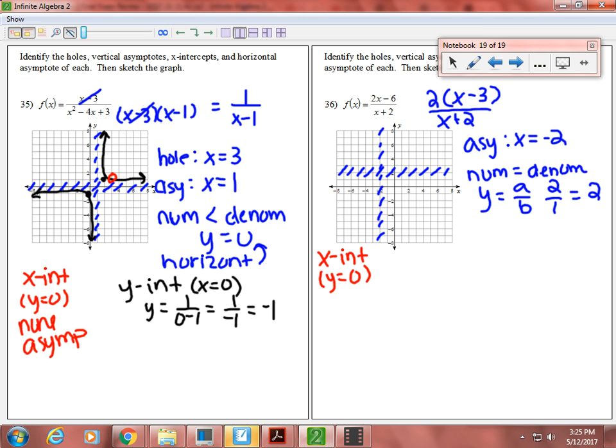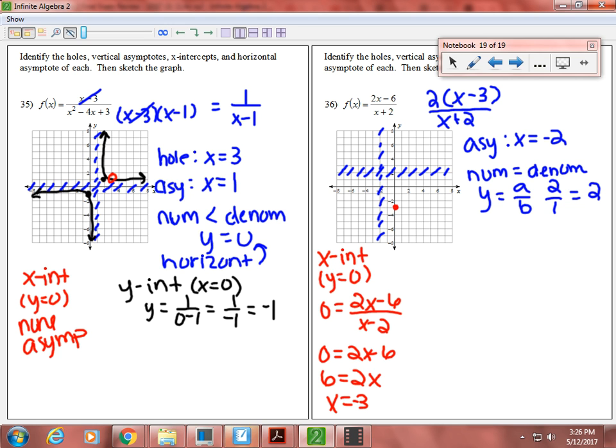So my x-intercept is going to be 0 equals (2x minus 6) over (x minus 2). Multiply to the other side, and I get 0 equals 2x minus 6. So I get 6 equals 2x. So x then is going to equal 3. But this should be a -3.